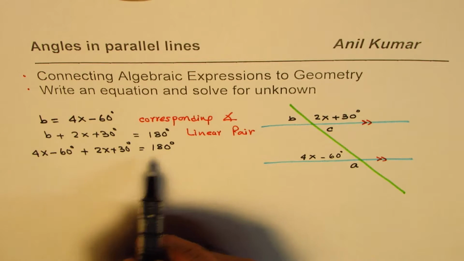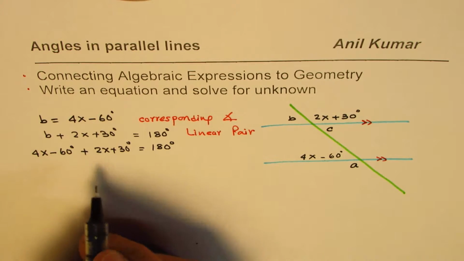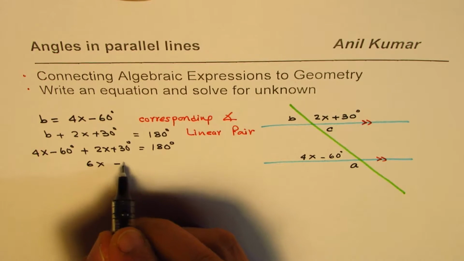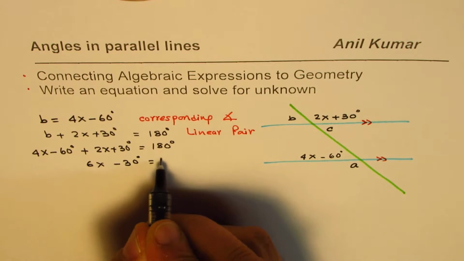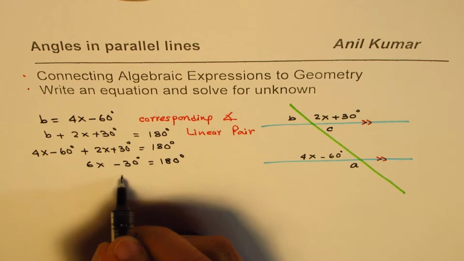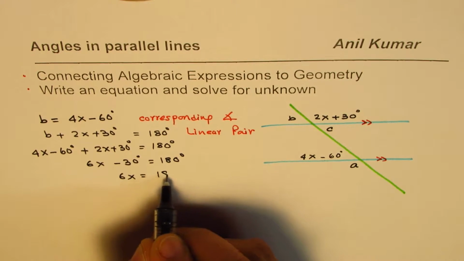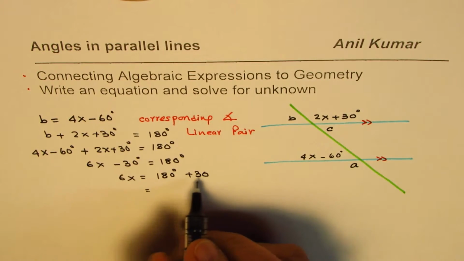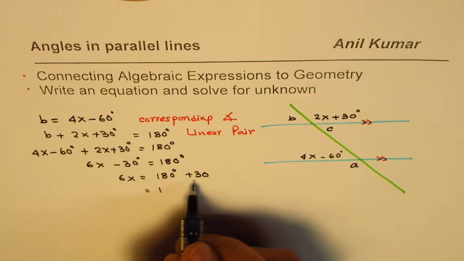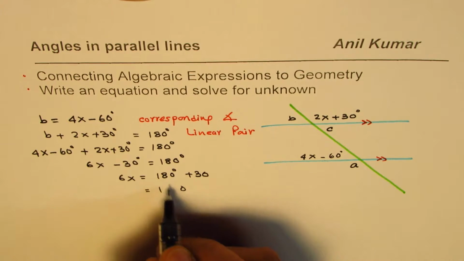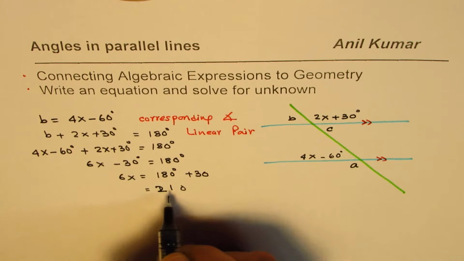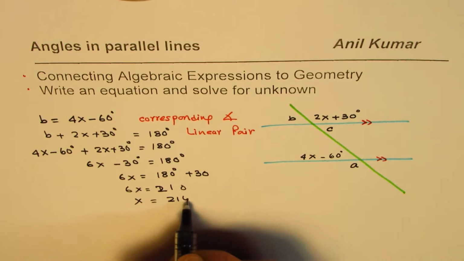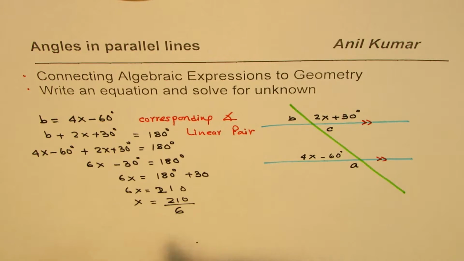Now we have a linear equation in x. 4x plus 2x is 6x. Minus 60 plus 30 is minus 30 degrees. That is equal to 180 degrees. 6x is equal to 180 degrees plus 30 degrees, which is 210, right? So 6x is 210. So x is equal to 210 divided by 6.